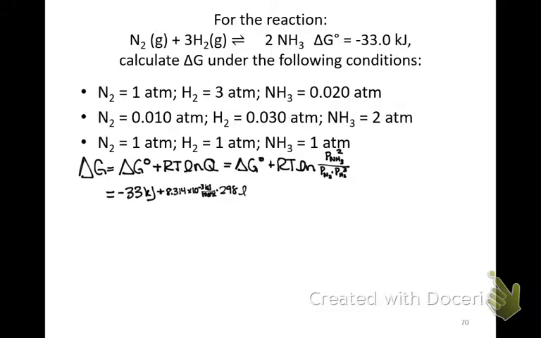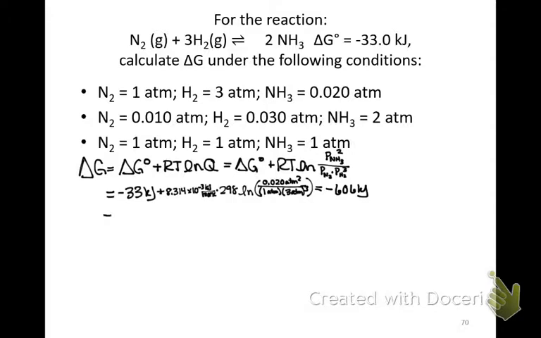And then ln of Q, so we're going to plug in our values that we have above. So 0.020 atmospheres squared divided by 1 atmosphere times 3 atmospheres cubed. Okay, so if we do the math on that, we see that delta G equals negative 606 kilojoules.